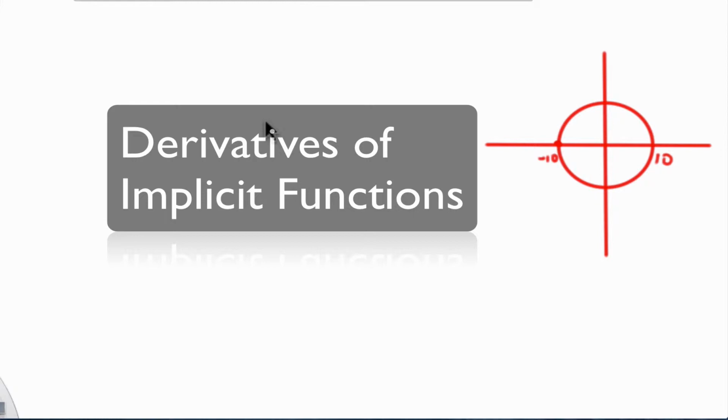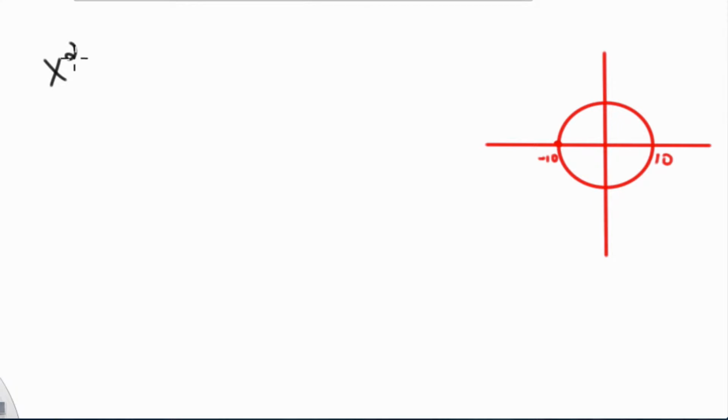So if you look at the picture on the right hand side, that is a circle with a radius of 10. If we're looking at the equation of what that circle would be, it's x squared plus y squared equals 100, given your equation for a circle.